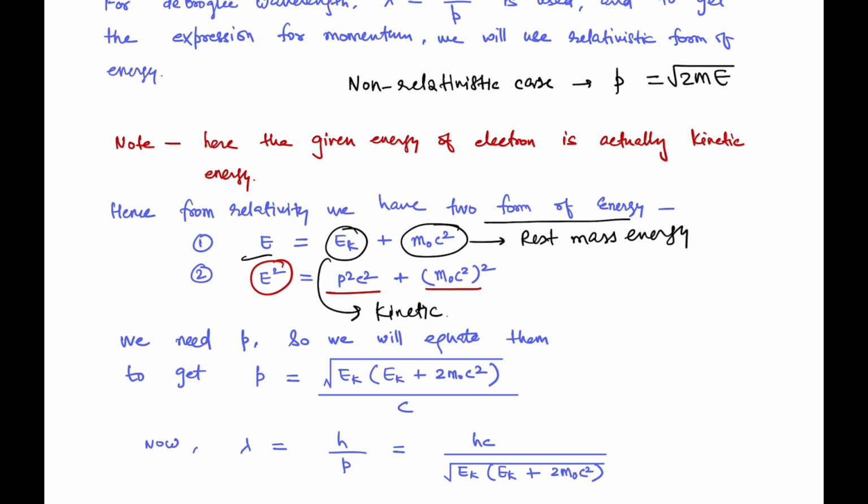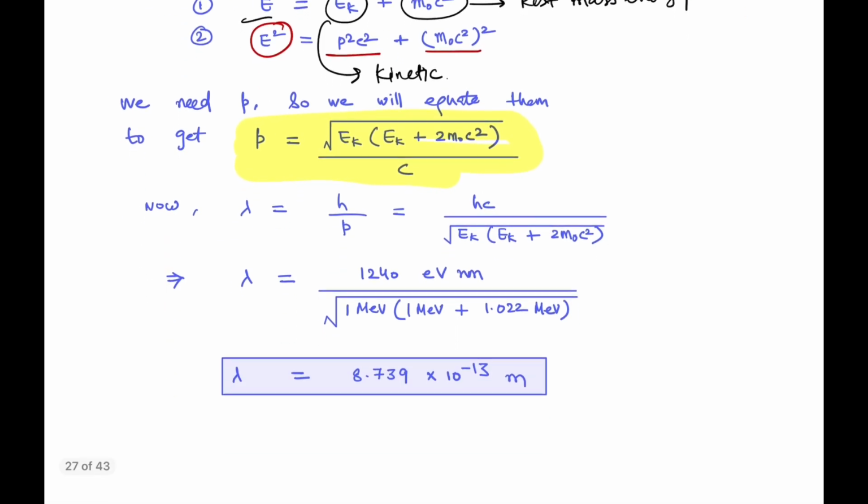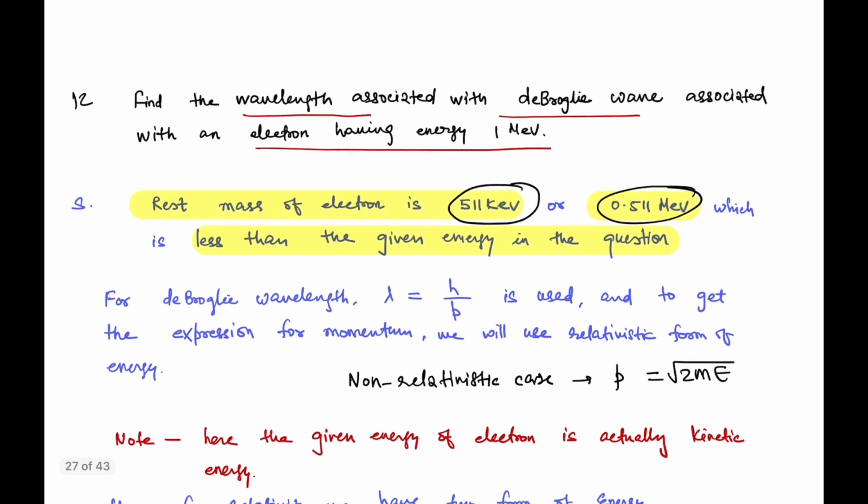When we use both formulas to get the momentum, we get momentum as the square root of kinetic energy multiplied by (kinetic energy plus 2 m naught c squared), divided by c. We use the same formula, so we get hc divided by this, and when you substitute all the values in the definite form, we get lambda to be 8.739 multiplied by 10 to the power minus 13 meter. So this is the wavelength.